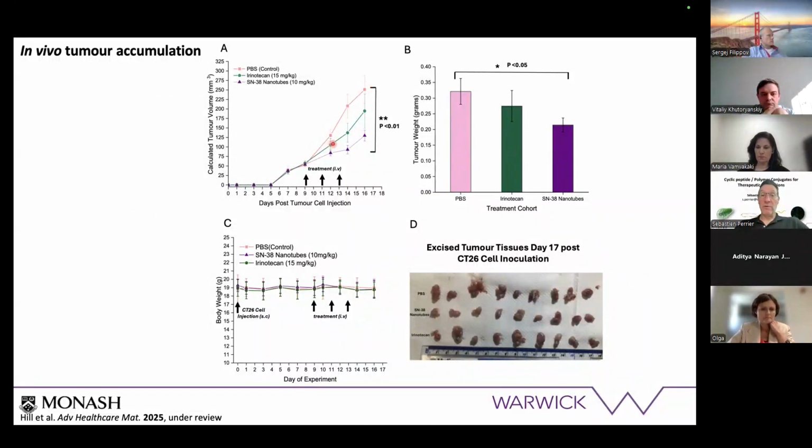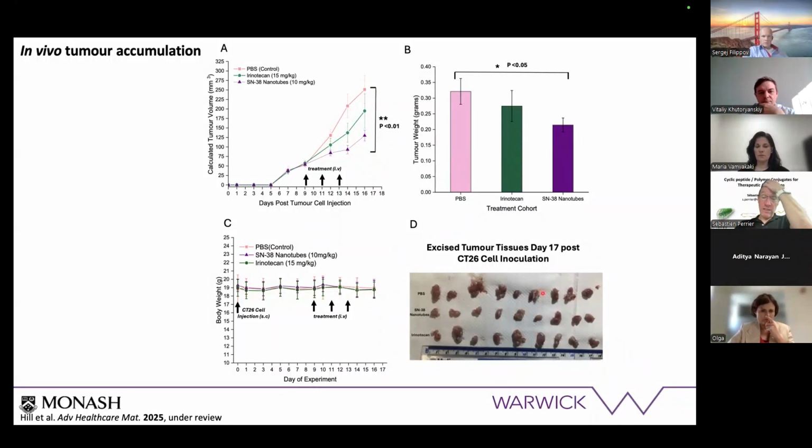If we treat it with irinotecan, we delay the growth, so we slow it down, and that's what irinotecan is supposed to be doing. But if we use our drug delivery system, as you can see, we get a much more dramatic effect on the reduction of the growth of the tumor. So much more effective. None of the systems are toxic to the mouse, so we look at the body weight of the mouse to make sure that the mouse is kept healthy.